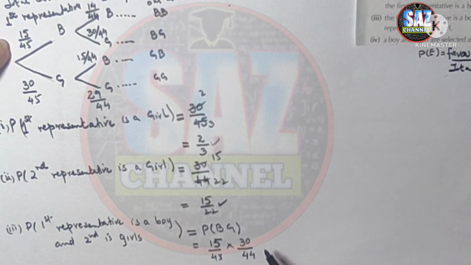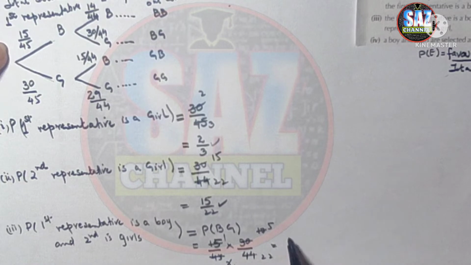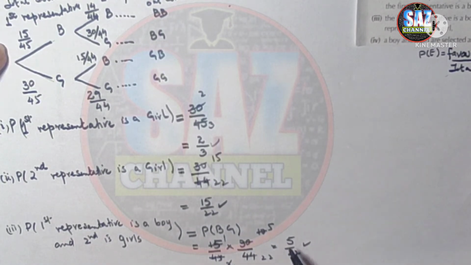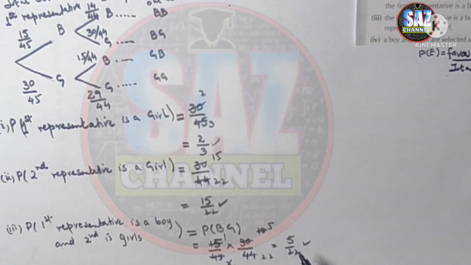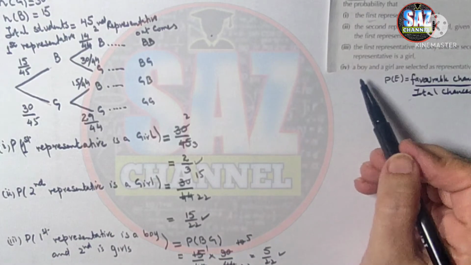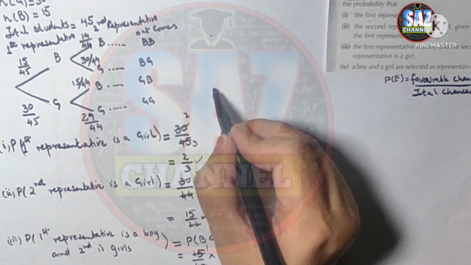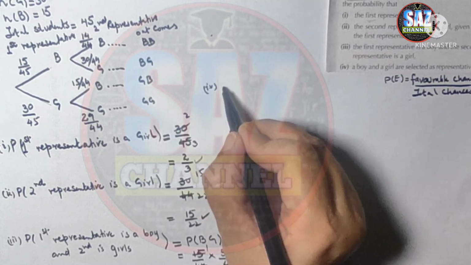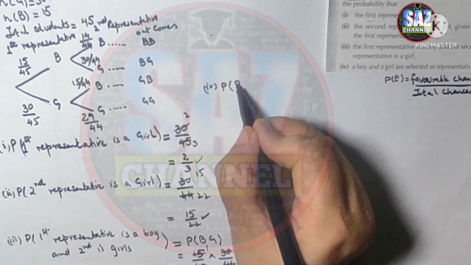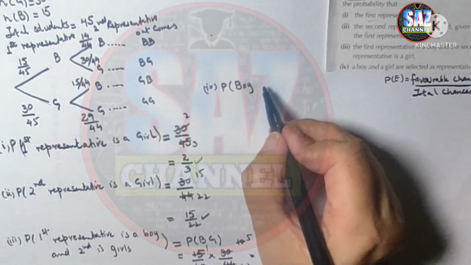Now we have to see whether we can cancel: 15 ones are 15, 15 threes are 45, 3 ones are 3, 3 tens are 30, 2 fives are 10 and 2 22s are 44. So 5 by 22 are the chances for the first representative to be a boy and the second to be a girl. And moving to the last part, that a boy and a girl is selected. The fourth part says the probability of a boy and a girl.